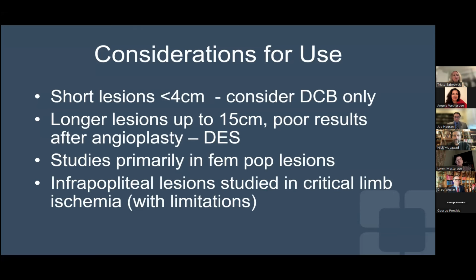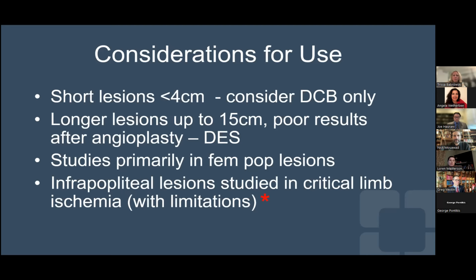The infrapopliteal lesions have been studied with limitations, and I even put a little asterisk there because it's important to note that the studies where they look at drug technology for infrapopliteal lesions are in critical limb ischemia patients. So these are patients who are at risk of limb loss, and most of these patients are not bypass candidates. So this is really a salvage procedure.